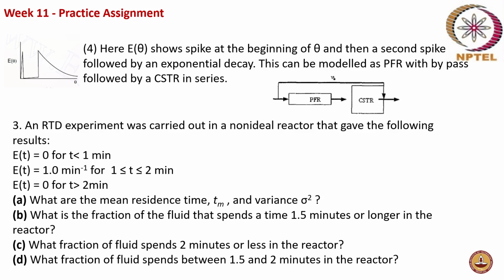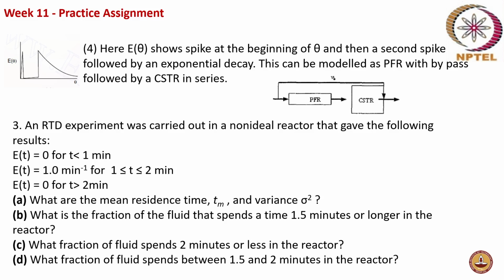Now we have to calculate certain things. The first question is, what are the mean residence time Tm and variance sigma square? The second question is, what is the fraction of fluid that spends a time of 1.5 minutes or longer in the reactor? The third question is, what fraction of fluid spends 2 minutes or less in the reactor? And the final question is, what fraction of fluid spends between 1.5 and 2 minutes in the reactor?